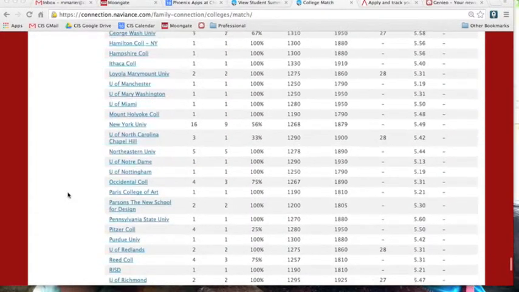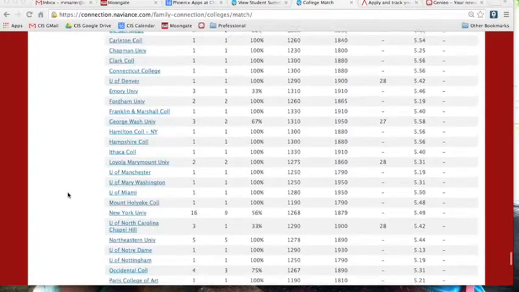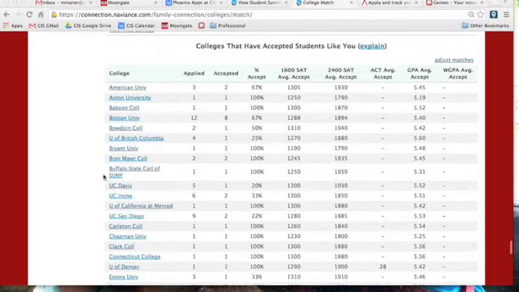Again, for these graphs or these charts here, this particular chart is based on CIS students who have applied to various institutions with similar GPA and SAT scores and been successful.